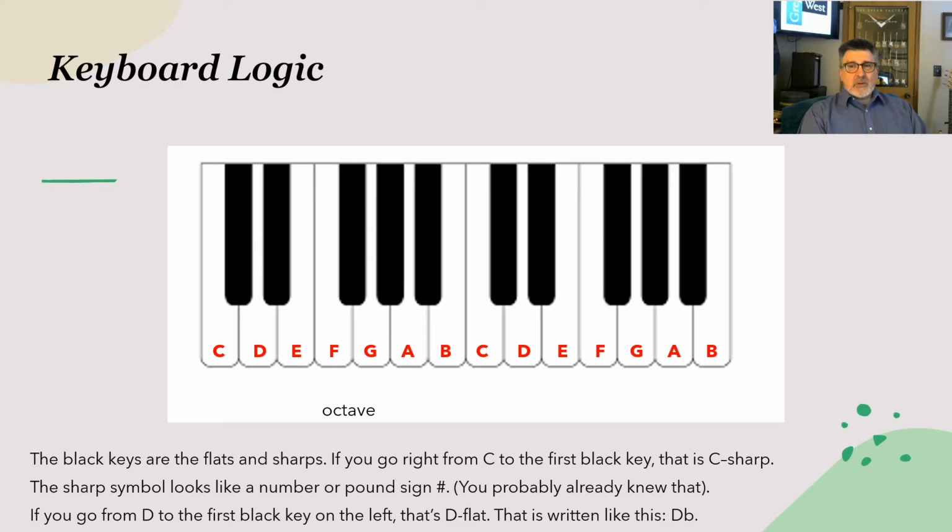If I go to D and go to the black key immediately to the right, that's D sharp. If I go from the E and I go down or to the left, that's E flat. So D sharp and E flat are the same thing.